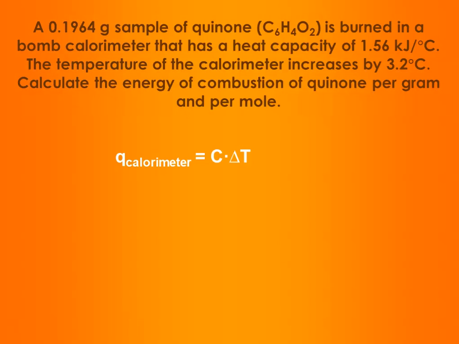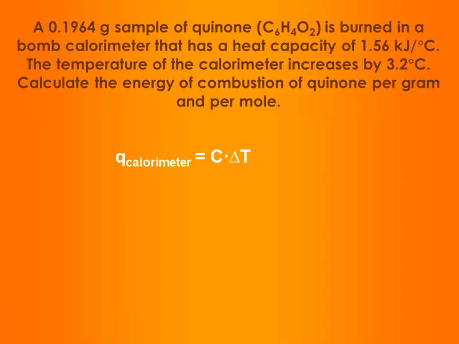So here we have 0.1964 grams of quinone was burned in a bomb calorimeter that had a heat capacity of 1.56 kilojoules for every degree Celsius. We're told the temperature of the calorimeter increased by 3.2 degrees Celsius, and we want to calculate the energy of combustion of quinone per gram and per mole.